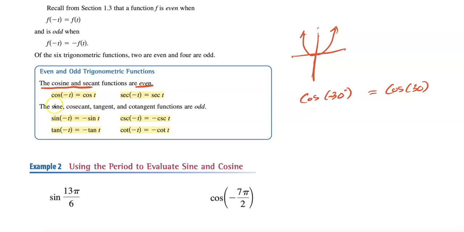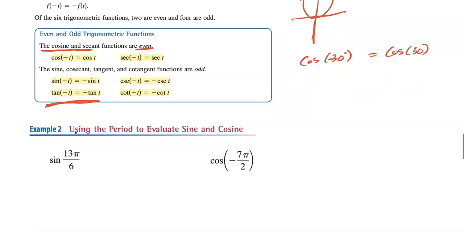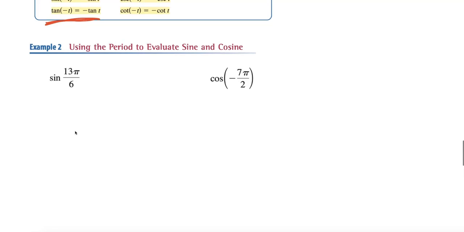And then sine and tangent are odd functions, so you can pull the negative out. Again, these are just shortcuts. If you know them, they make your life a little easier. You don't have to actually use them as much.